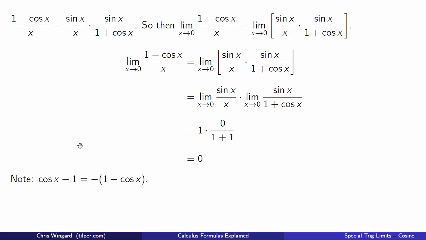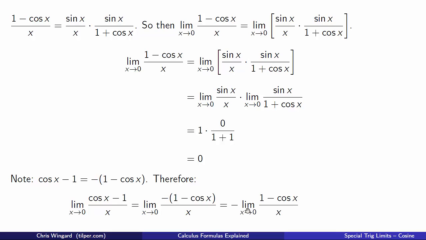Now, just a quick side note: cosine of x minus 1 is equal to negative the quantity 1 minus cosine of x. Therefore, the limit as x goes to 0 of (cosine of x minus 1) over x is equal to the limit as x goes to 0 of negative the quantity (1 minus cosine x) over x. This negative we can pull out of the limit. And this limit is the special trig limit that we just looked at, so we know this is equal to 0. The negative sign out here really means we're multiplying by negative 1. So overall, we get negative 1 times 0, which is just 0.